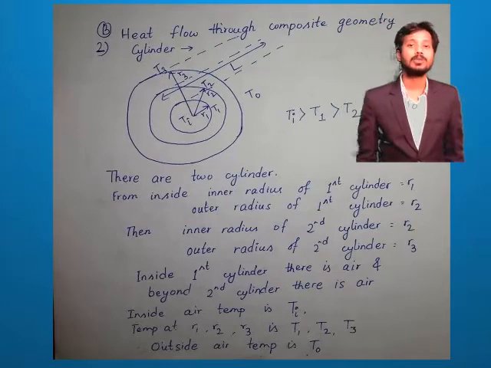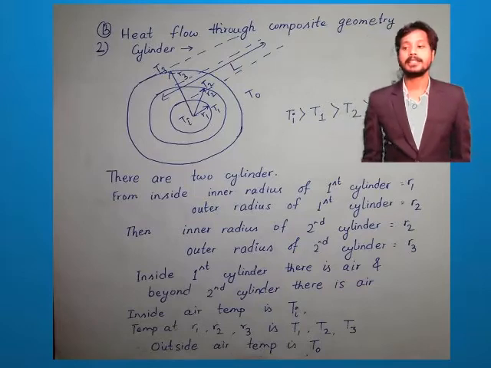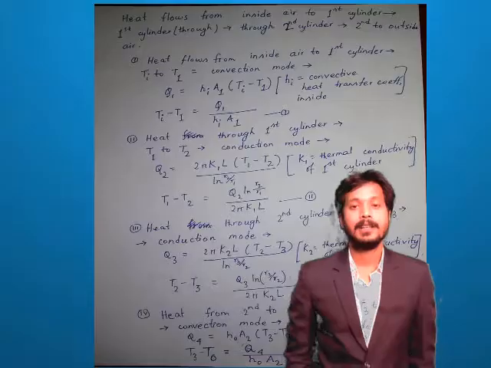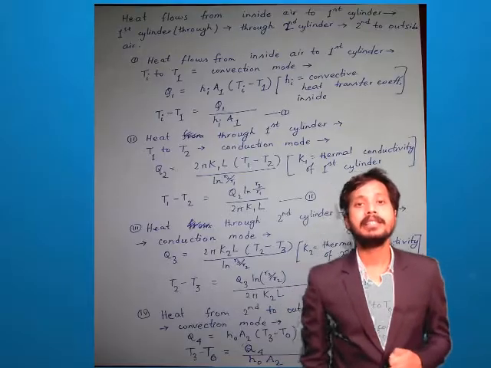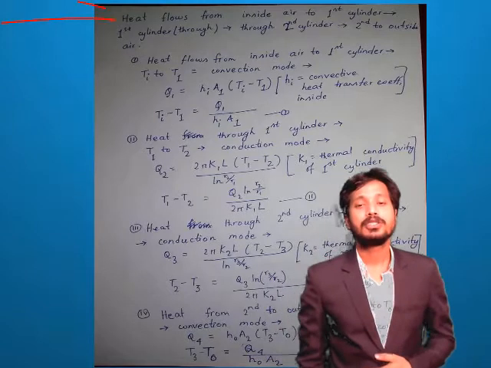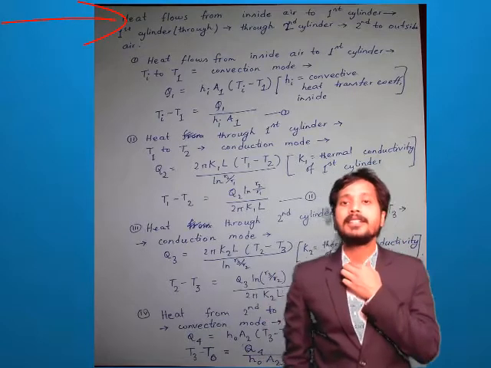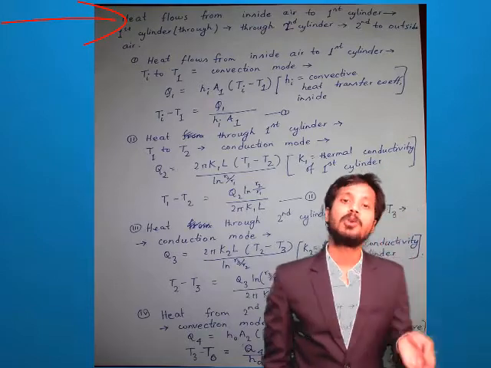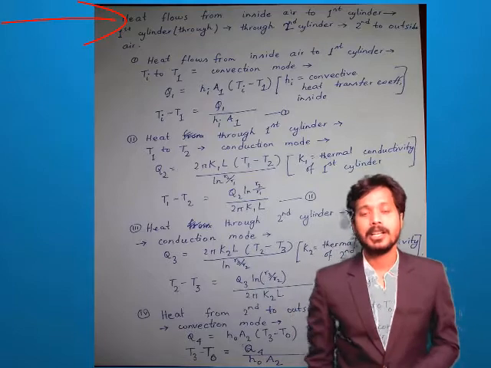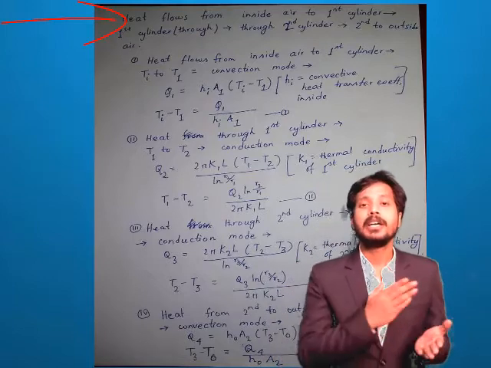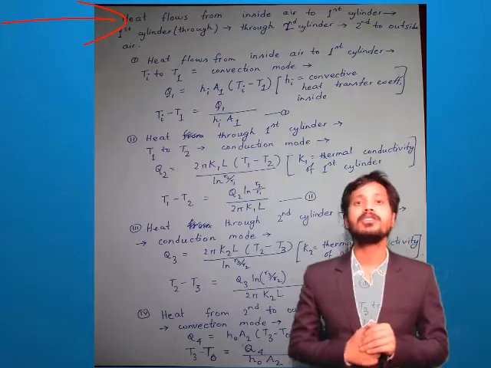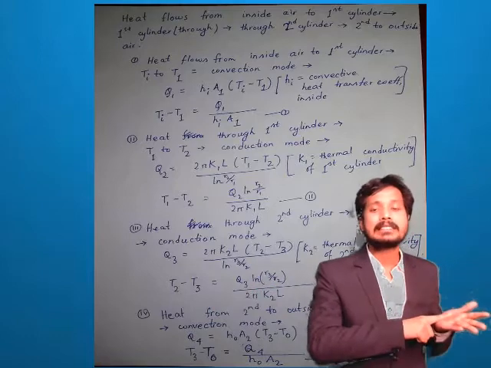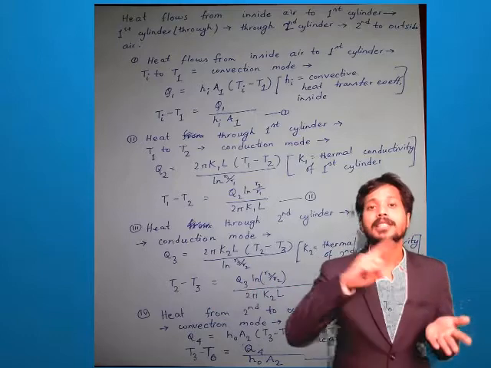Temperature at R1, R2 and R3 are T1, T2 and T3, and outside air temperature is T naught or T0. Now you see here, heat will flow from where to where? For this, take the assumption that Ti is more than T1, is more than T2, is more than T3, is more than T naught. Generally the heat will flow from high to low gradient. So here also high is Ti and low is T naught. So heat will flow from inside to outside, meaning from Ti to T naught direction.